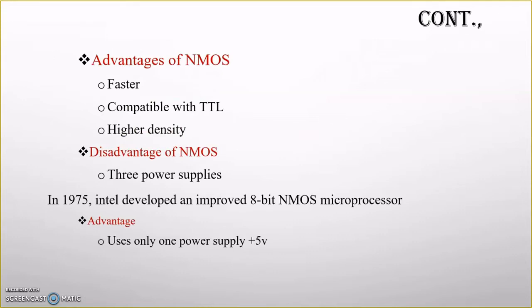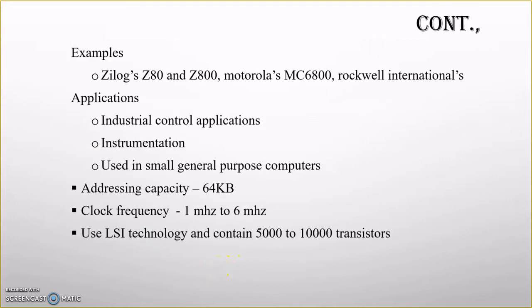And the advantages of negative metal oxide semiconductor technology are that it is faster, compatible with transistor logic, and has higher density. Whereas this negative metal oxide semiconductor technology has some disadvantage. That is, it requires 3 power supplies. So, to overcome this problem, in the year 1975, Intel developed an improved 8-bit negative metal oxide semiconductor microprocessor. So, the advantage is it uses only a plus 5 volt power supply.